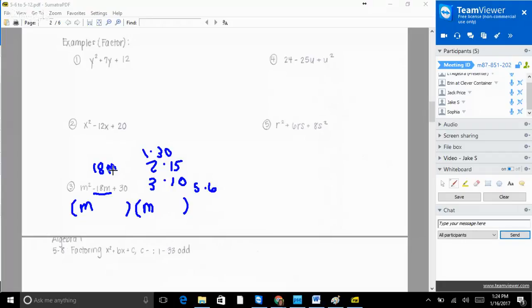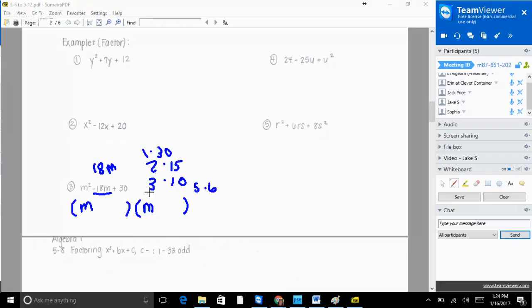5 and 6, you think? Well, 5 plus 6 is only 11, so that's not going to quite get me there. Yeah, 3 plus 10 is 13. 2 plus 15 is 17, and 1 plus 30 is 31. Huh? What's going on here?